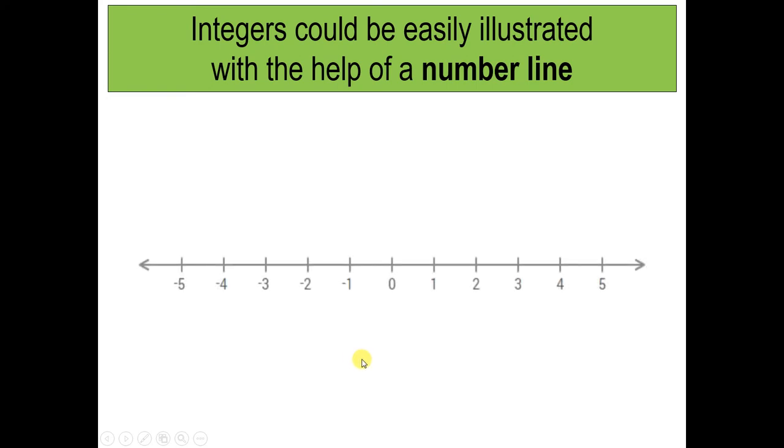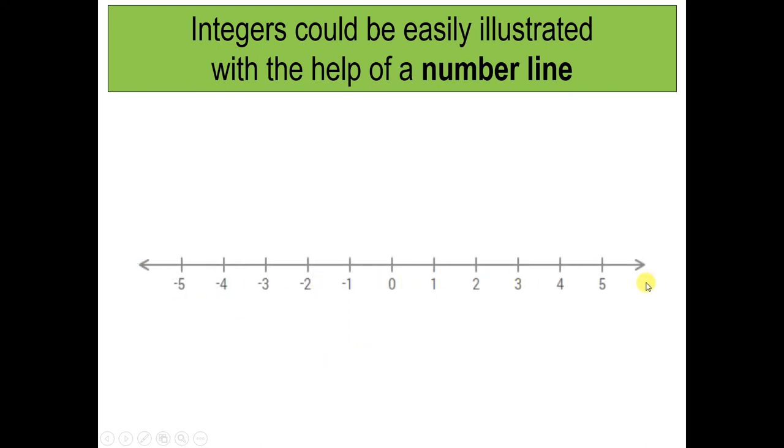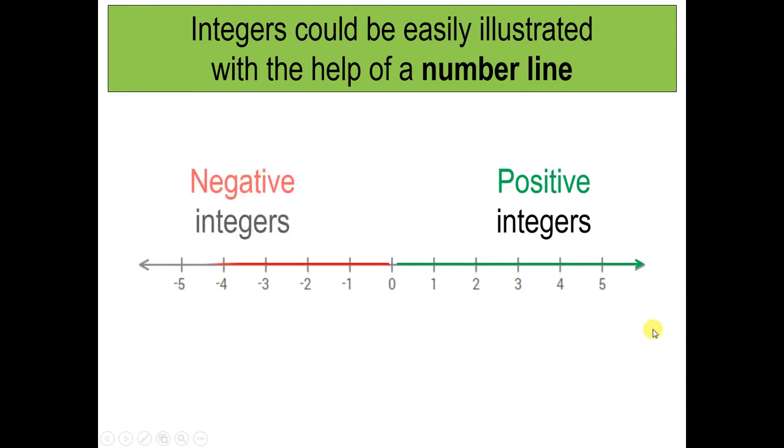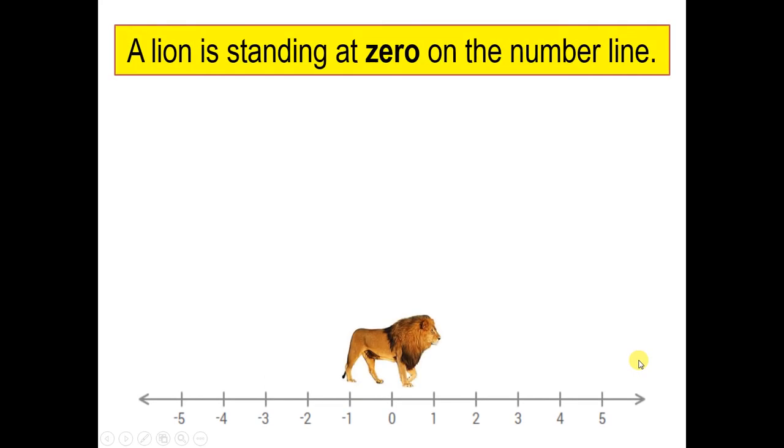A number line, as its name suggests, is a simple line that has all the numbers on it, all the positive and negative numbers. All the numbers on the right side of the 0 are positive integers, and all on the left side of 0 are negative integers, and in the center of the number line is 0. So this is a number line. Let's see how we use the number line to understand different integers.